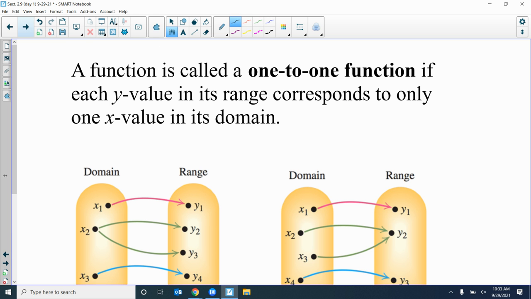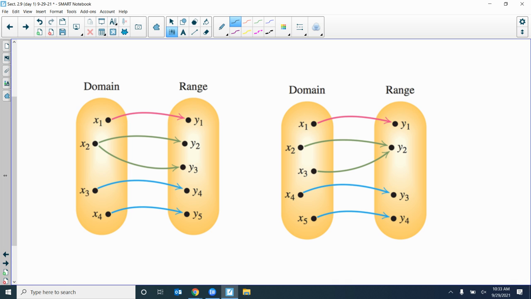Okay, let's add something here to the word function. A function is called a one-to-one function if each y value in its range corresponds to only one x value in its domain. Now you don't have these pictures on your graphs, just pay attention. First of all, is this one a function? For a function, each x goes to one y. We have an x that goes to two y's. Not a function. It can't be one-to-one. It's not even a function.